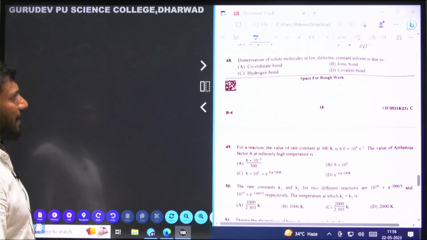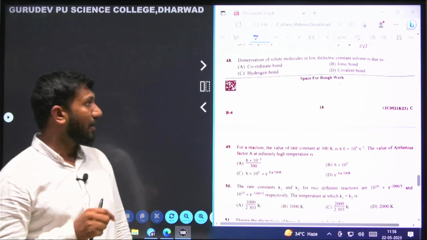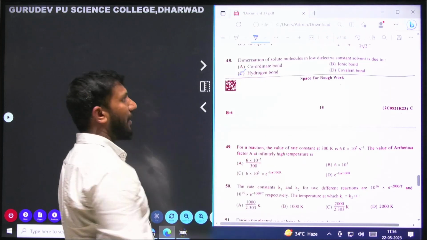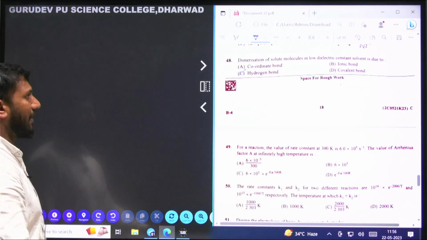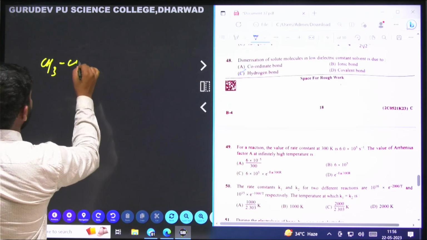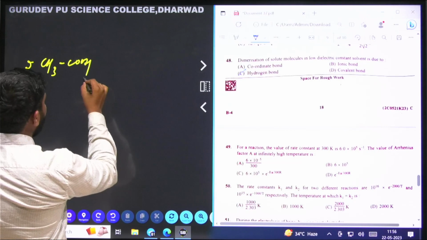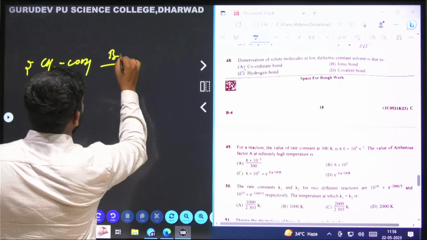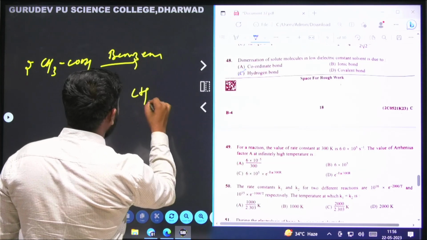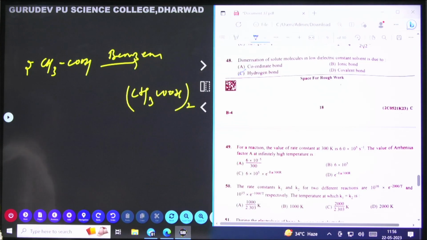The dimerization of solute molecules in low dielectric constant of solvent is due to formation of hydrogen bonding. I will give a simple example. When ethanoic acid, CH3COOH, 2 moles of ethanoic acid, is added to benzene, we get CH3COOH twice. It will undergo dimerization.